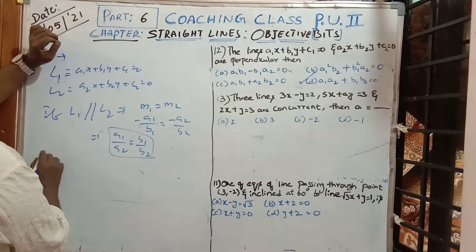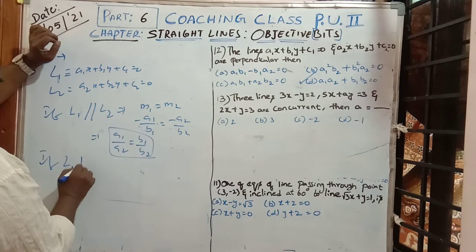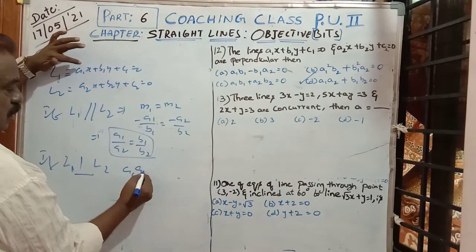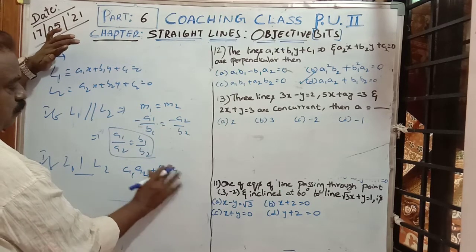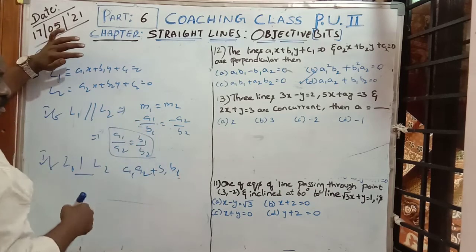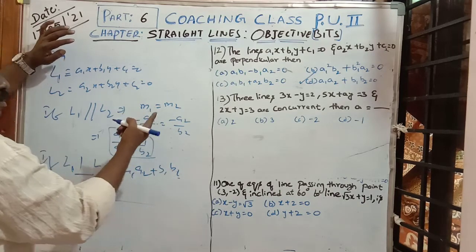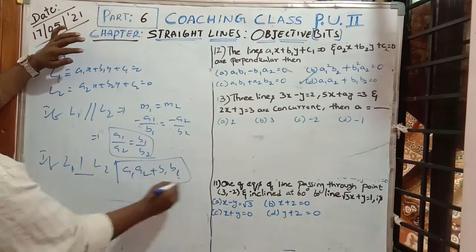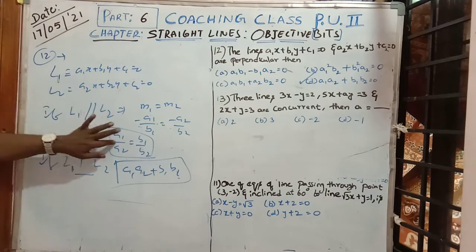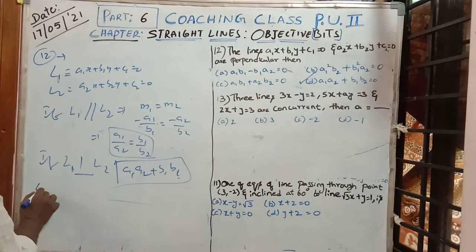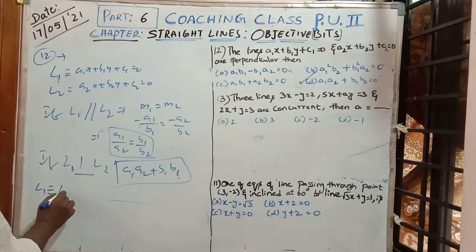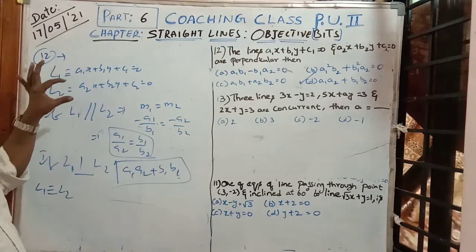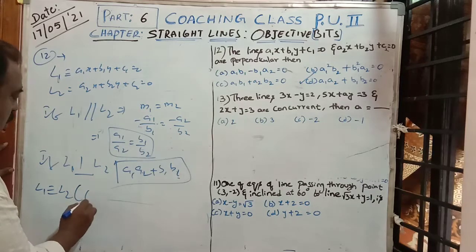Clear? If L1 is perpendicular to L2, already I solved: it is A1 A2 plus B1 B2 is equal to 0. The condition is m1 into m2 is equal to minus 1. So that is for perpendicularity, and this is for parallelism. Suppose L1 is identically equal to L2. What does that mean? They are coincident lines.